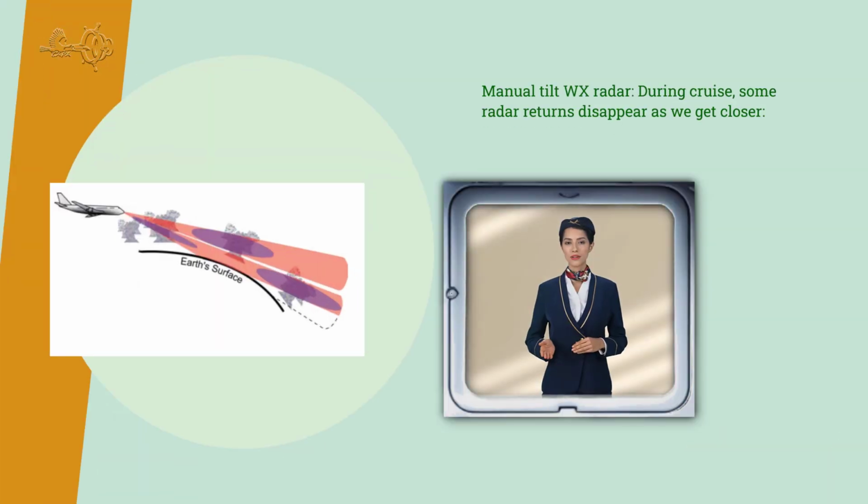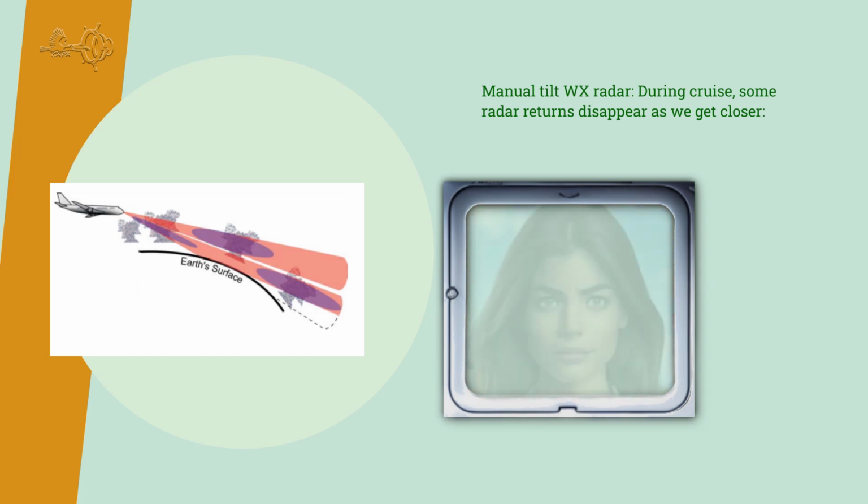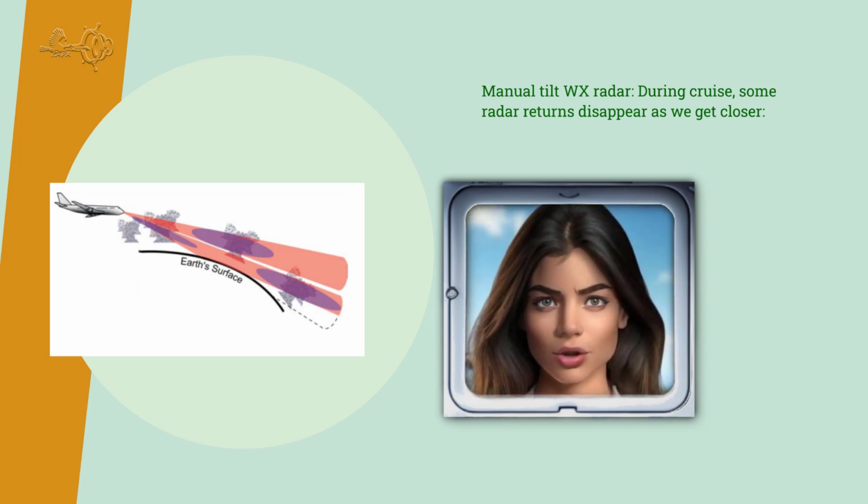Oh, and maybe you have noticed that during cruise, some radar returns disappear as we get closer. The question is, why is that so? Well, the culprit here is often the lower edge of your radar beam. This is especially relevant with radars using only a single beam. So, even though the storm might be there, the radar beam is looking too high to catch it.